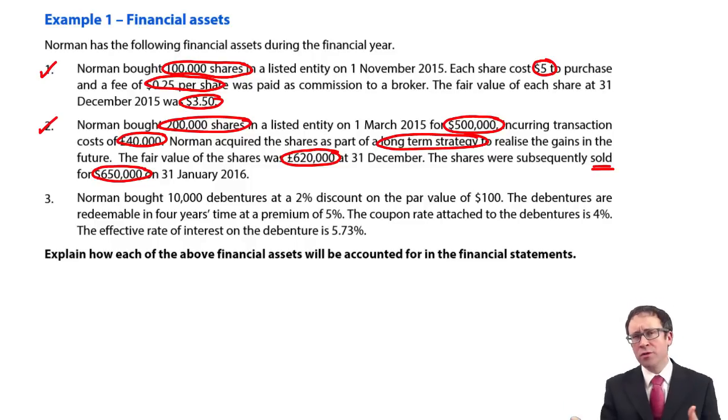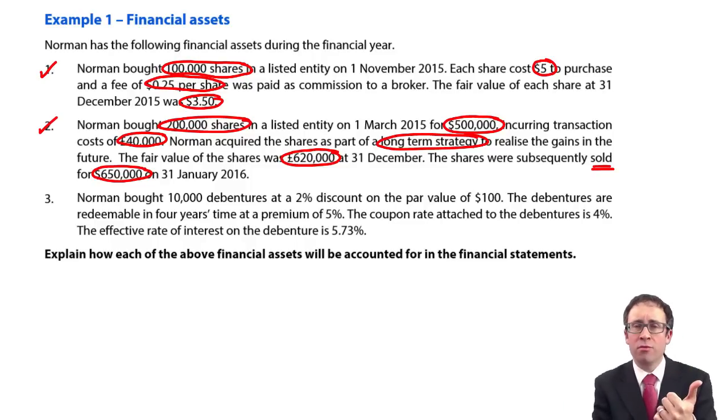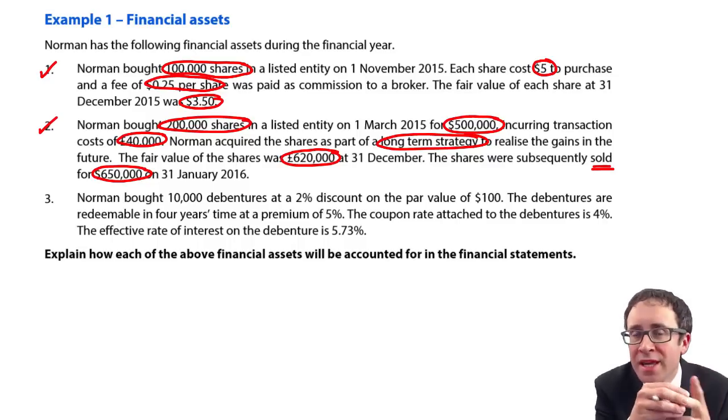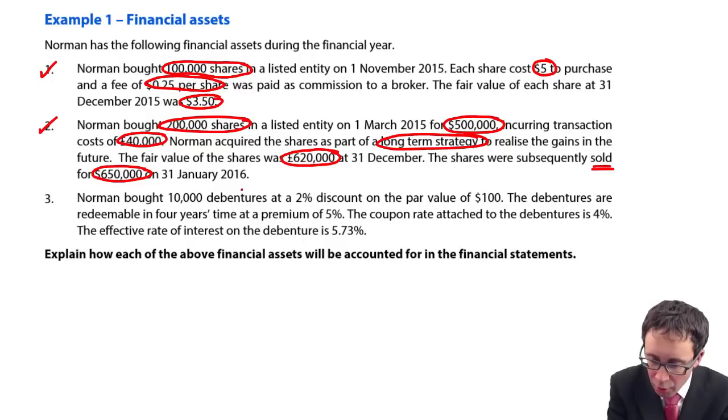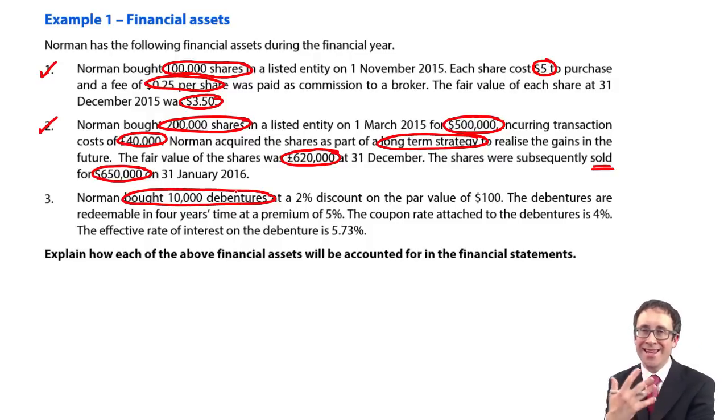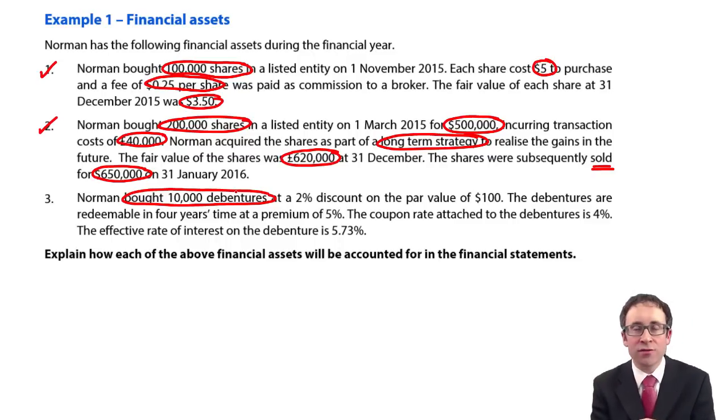Because what we've done so far is we've looked at the example for fair value through profit or loss, fair value through other comprehensive income, so you can possibly guess what is cropping up next, can't you? Amortised cost. So is this third transaction going to be amortised cost as a financial asset? Well, what we've got here is that we have bought 10,000 debentures. So we have an investment in debt. And that investment in debt will be measured at amortised cost if there are contractual cash flows.